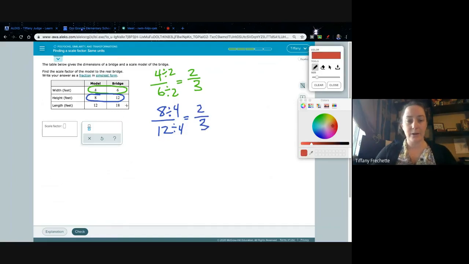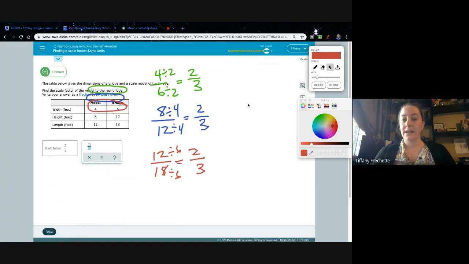And our last one, we want to go length. So 12 and 18. So model to bridge, 12 to 18. So we're going to divide by, let's see, it looks like 6 on this one. And if you didn't see 6 right away, you can divide by 2 again, or divide by 3 in this case. So you divide by 2 and then 3. But I saw the 6 right away. 12 divided by 6, 18 divided by 6. So I get 2 and I get 3. So we do in fact get 2/3 for each one. So 2/3 is our scale factor. Yay, we finished another one.